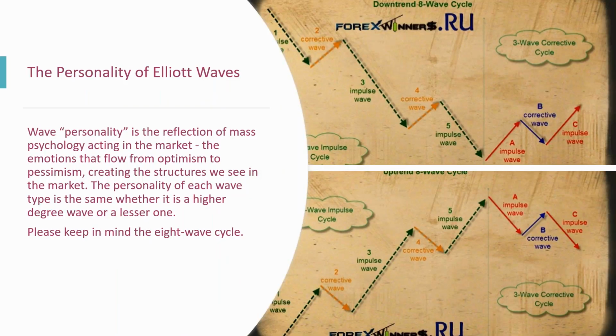So wave personality is the reflection of mass psychology acting in the markets. The emotions that flow from optimism to pessimism create the structures we see in the market. The personality of each wave type is the same whether it's a higher degree wave or a lesser one. Now, please keep in mind that we have basically 8 wave cycles, 5 pushes up and 3 corrections, A, B, C.